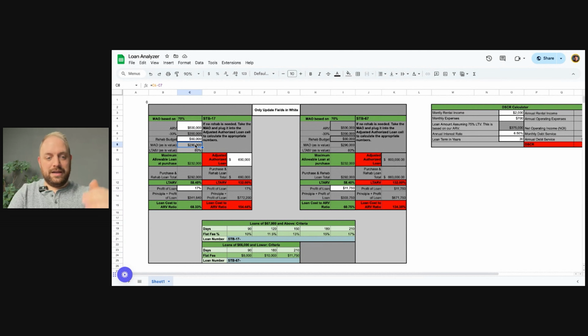Make sure that you're hitting a price point that is good, that will allow you to make money, that will also service the debt, all of the above. So immediately, this will also spit out what our maximum allowable offer is at purchase. So this is our loan of the purchase price.